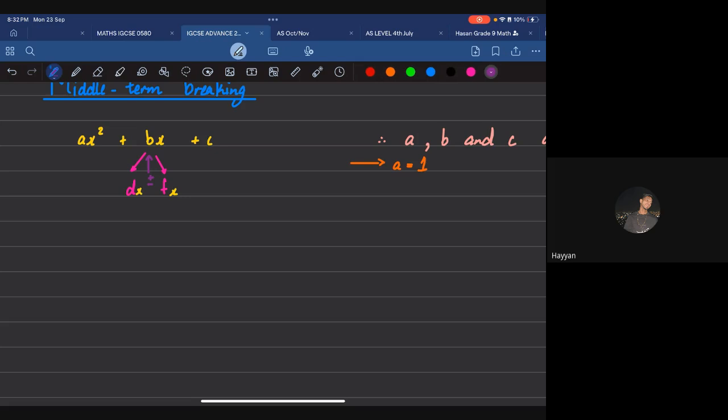But if I multiply only d and f together, they should become equal to c. If I multiply them together, they should be equal to c. Is this clear? Any questions regarding this, guys? Anyone? Any questions at all? Ayan, is this clear?